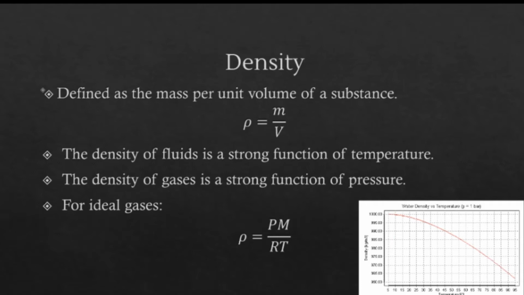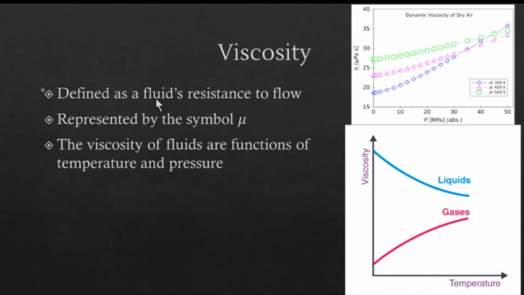Let's proceed to viscosity. Viscosity is defined as a fluid's resistance to flow. You are already familiar with the concept of viscosity. If we say that the liquid is viscous, we say that because it flows slowly. For example, if we compare water versus honey, honey has a higher viscosity because it flows slower than water. If a liquid is viscous, that means that it has a large internal resistance to flow. The internal resistance comes from the friction between the molecules of the substance. For our lessons, we will be representing viscosity with the Greek letter mu.